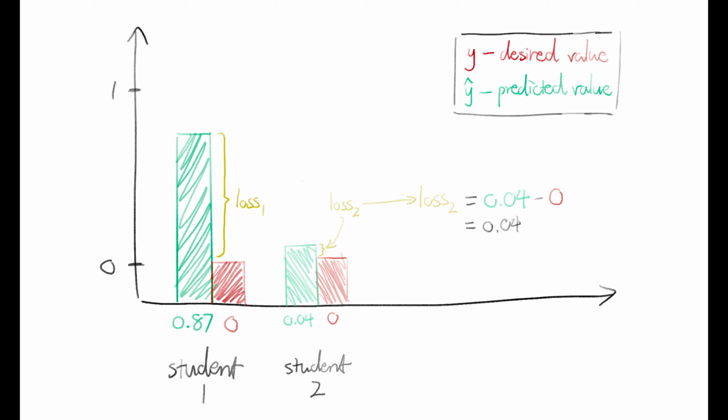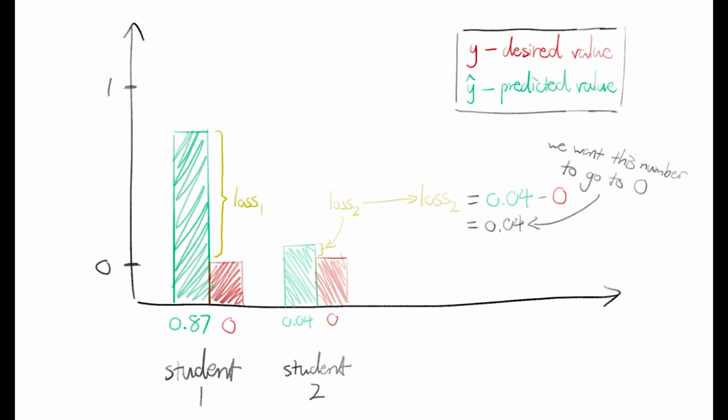It would be 0.04. This tells us the network is making a much smaller mistake in the second case. This gives us a clear goal: to minimize the loss function's output. In other words, we want to tweak the network's parameters to reduce the error as much as possible. However, loss functions are rarely this simple in practice.